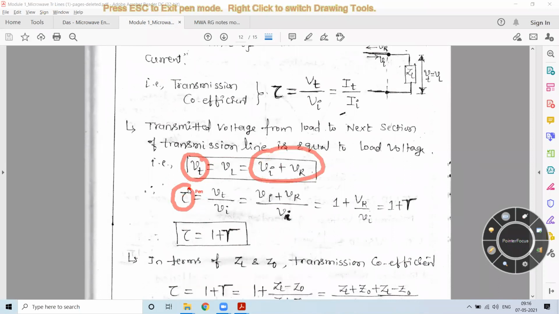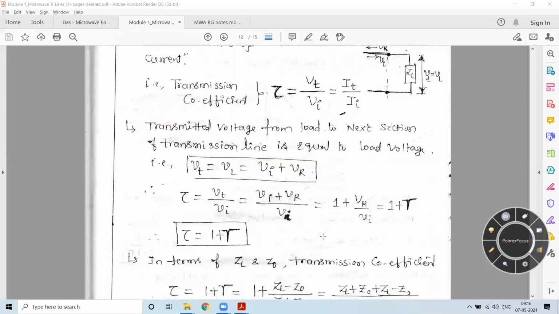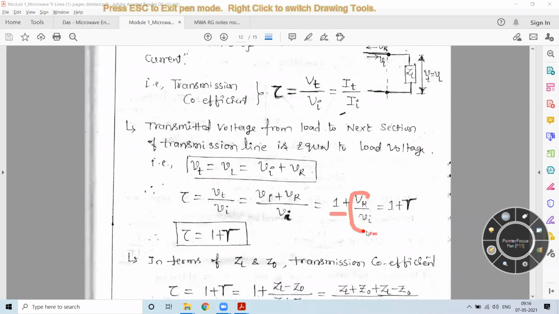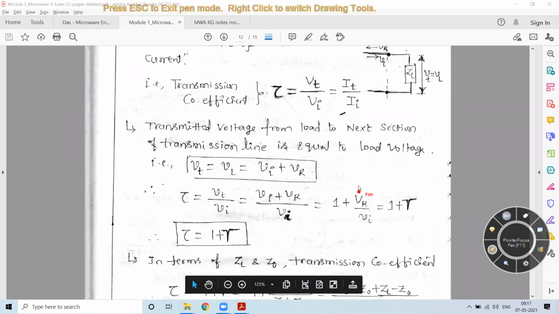Therefore, when I replace this in the equation for the transmission coefficient, I get Vi plus Vr, which is incident plus reflected, divided by the incident voltage. Now, what are Vi and Vr? We obtained them in yesterday's representation. Instead of that, we can just take the numerator's terms in common: Vi by Vi will give you 1, and Vr by Vi is the other parameter. Now what is this parameter? Vr is the reflected voltage divided by the incident voltage. This is actually equivalent to the reflection coefficient.